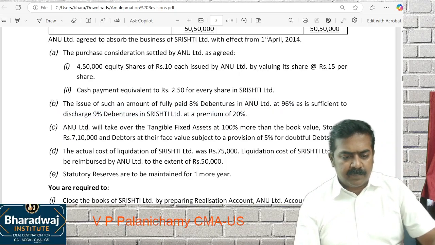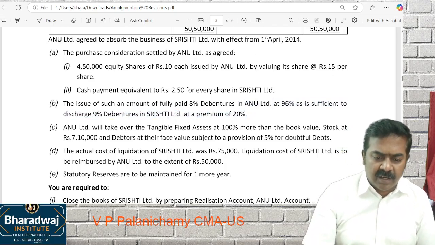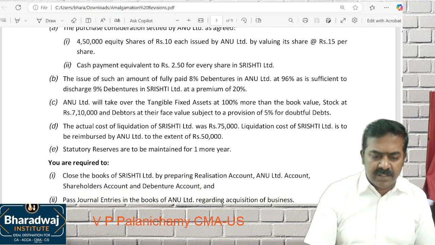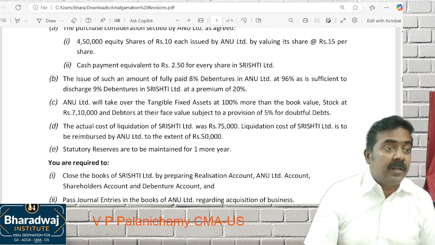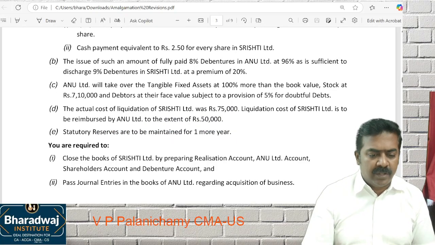20%. We are going to pay them at 20%, but we are allotting our debentures at 96%. You have to see this. Tangible assets 100% more than the book value. Stock at 7,10,000, debtors at face value, subject to a provision for doubtful debts. The cost of liquidation has to be reimbursed by Anu Limited to the extent of 50,000. The purchasing company bears the selling company's liquidation expenses. Statutory reserve has to be maintained for 1 more year.